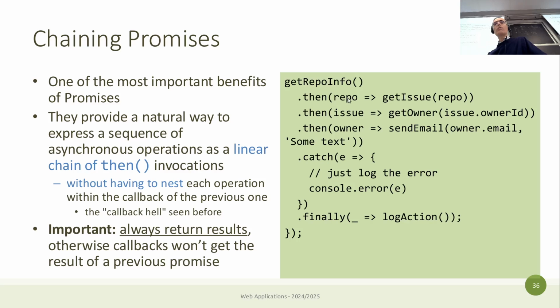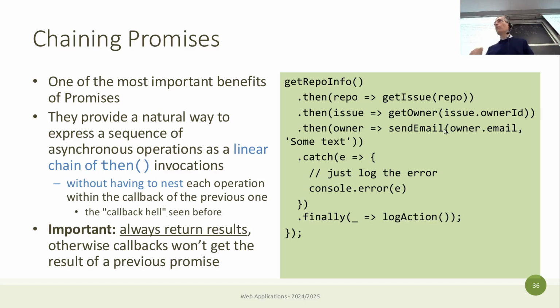So this repo is used to get the issue, and the get issue will return an issue, and it will be passed as a parameter to the second callback. And this issue will be used in some ways, and it will return an owner, and this owner will be passed as a parameter to the third callback. Okay? And at a certain point, you finish. I mean, there's nothing else to be done. That's okay. I mean, no problem. You finished doing the processing. Like, send an email. That's all. Okay? For this code, that's all.